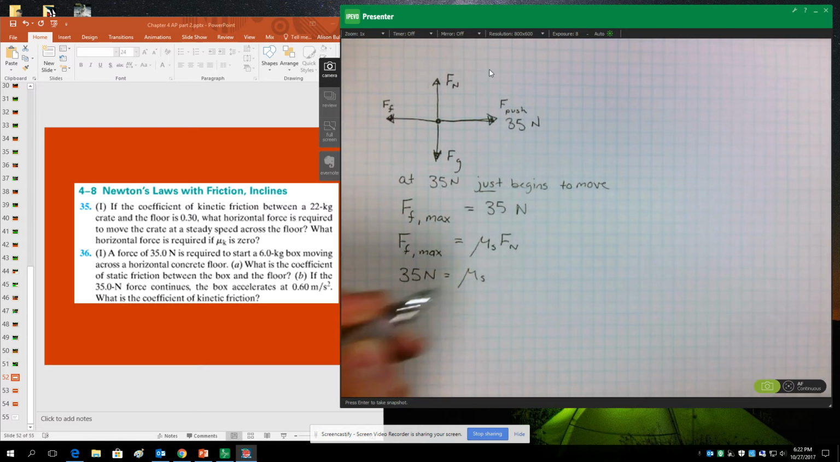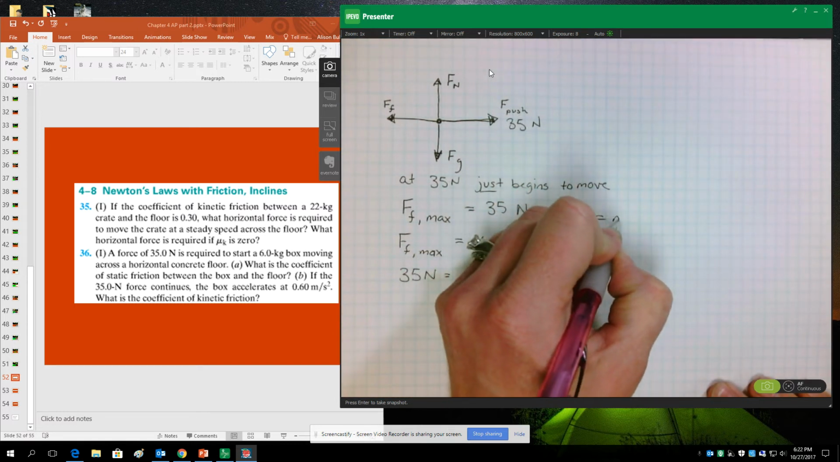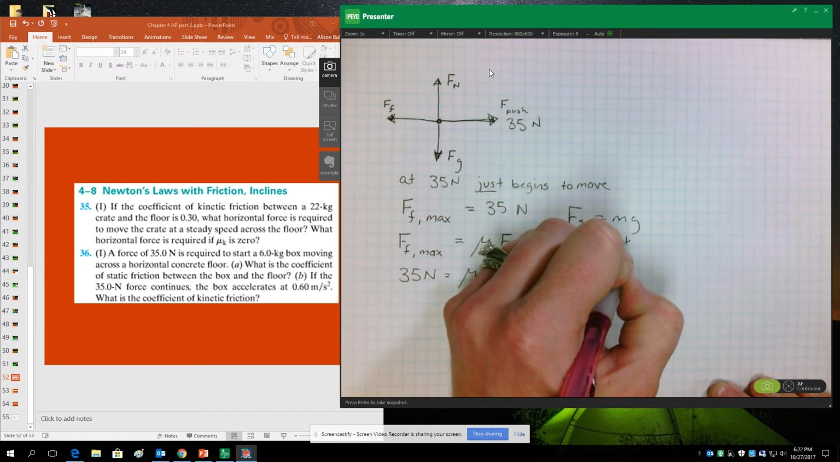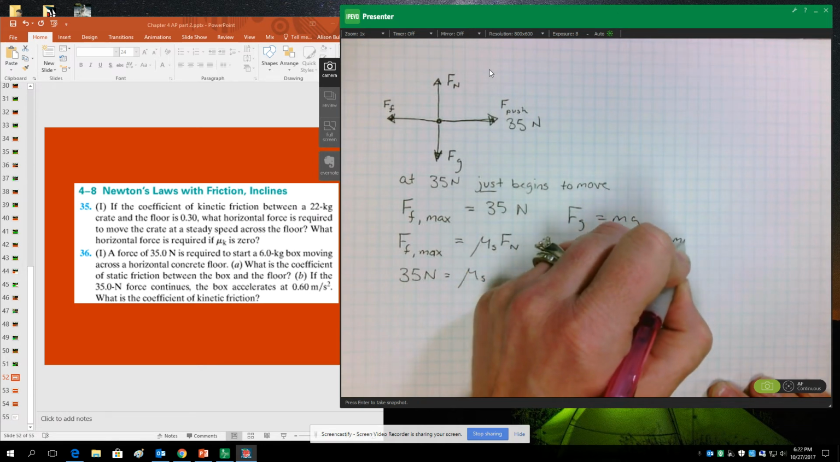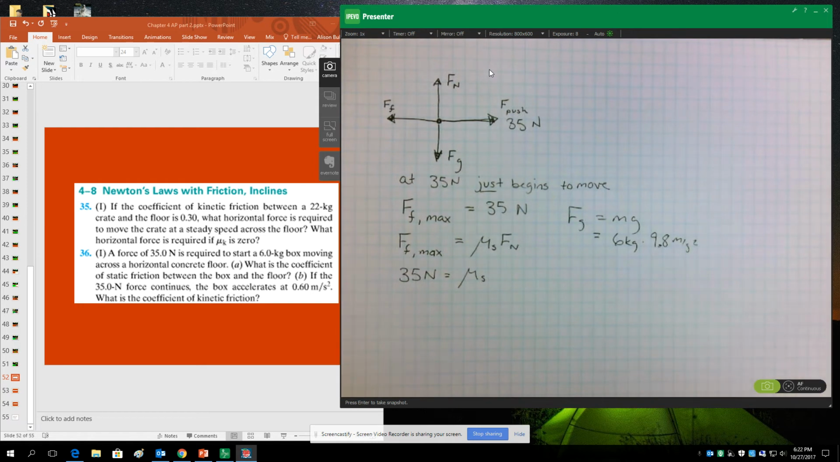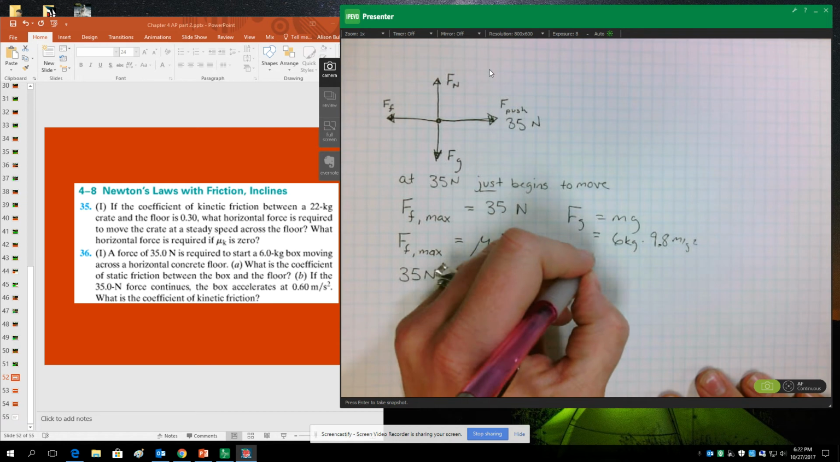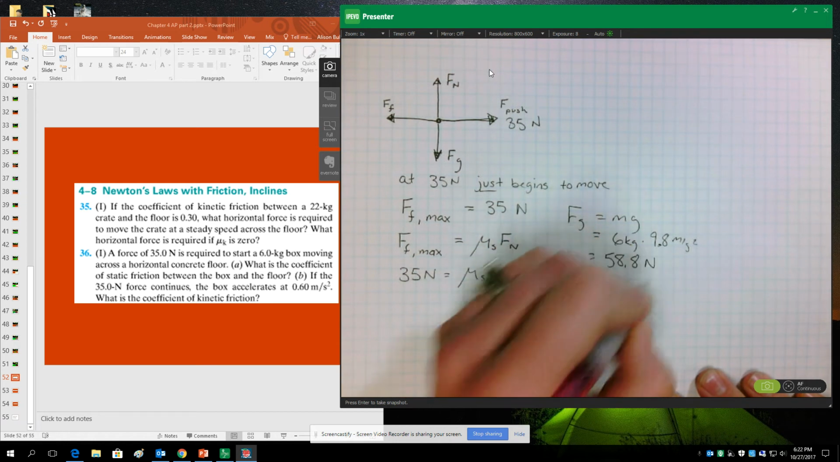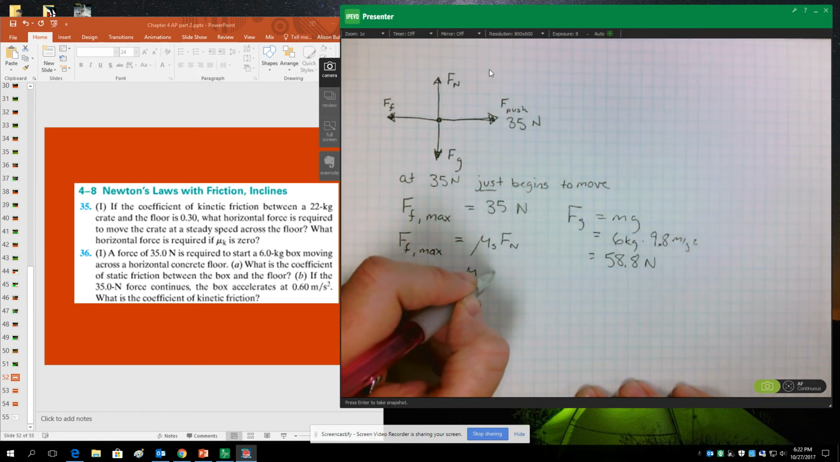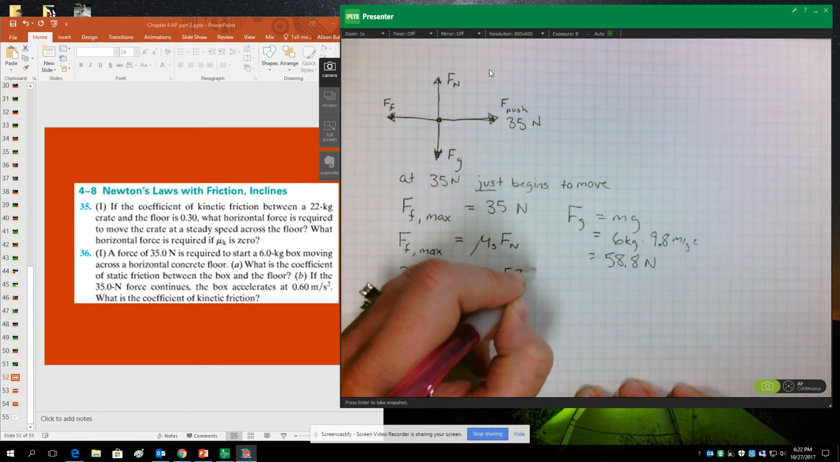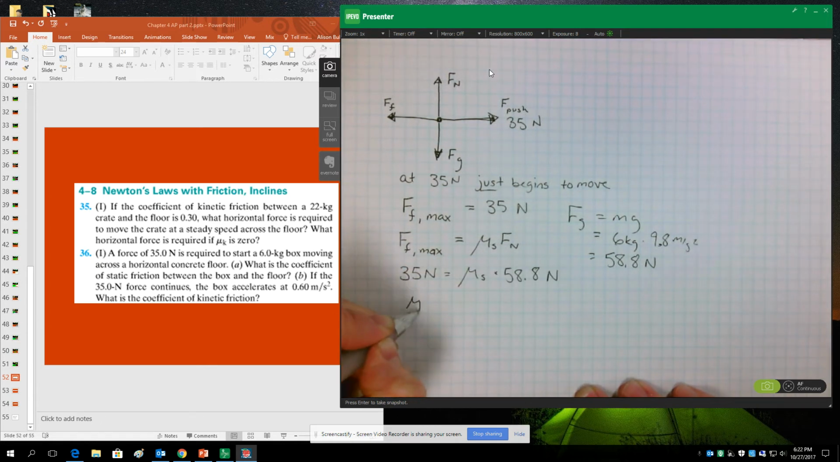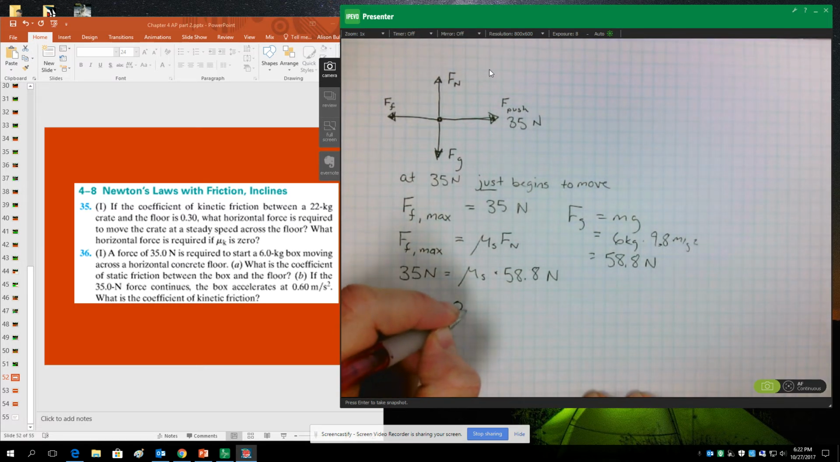I need to calculate the normal force. The pull of gravity is equal to mg, which is 6 kilograms times 9.8 meters per second squared. That's a dot, period. So that normal force is 58.8 newtons, and I know that because the pull of gravity and the normal force are in balance with each other. So mu sub s is equal to 35 divided by 58.8 newtons, which is 0.595. We'll stick with 3 sig figs.